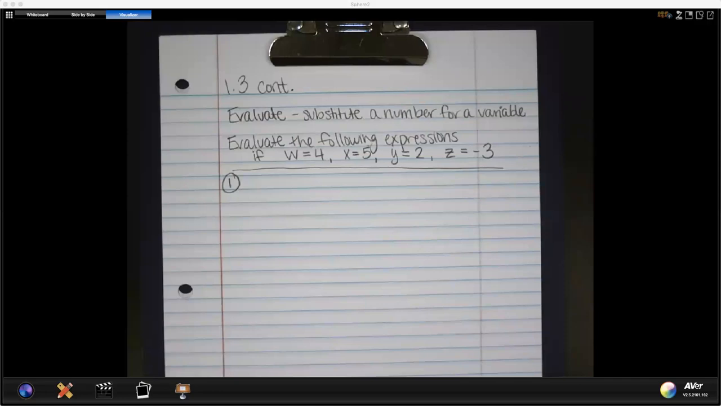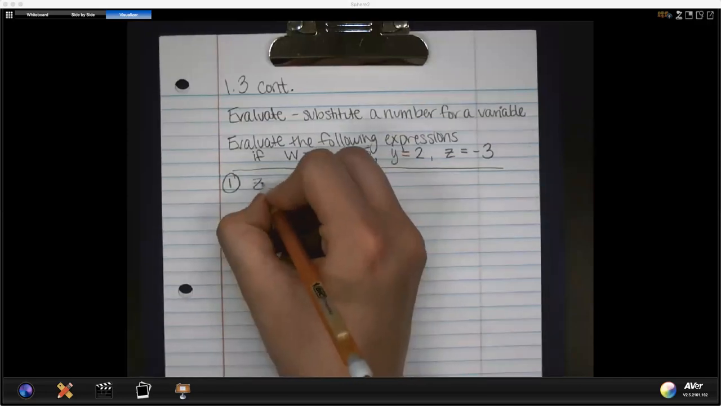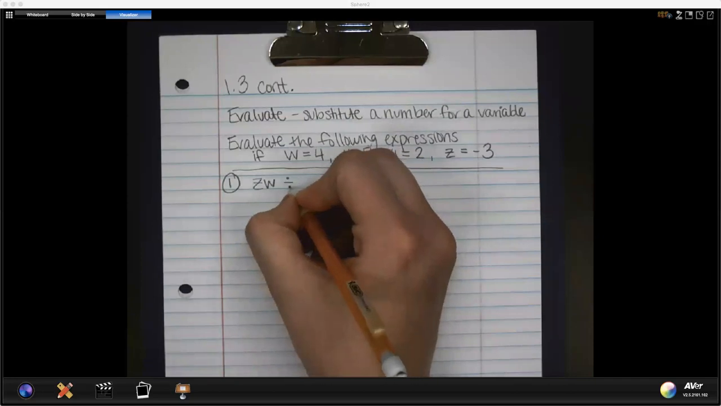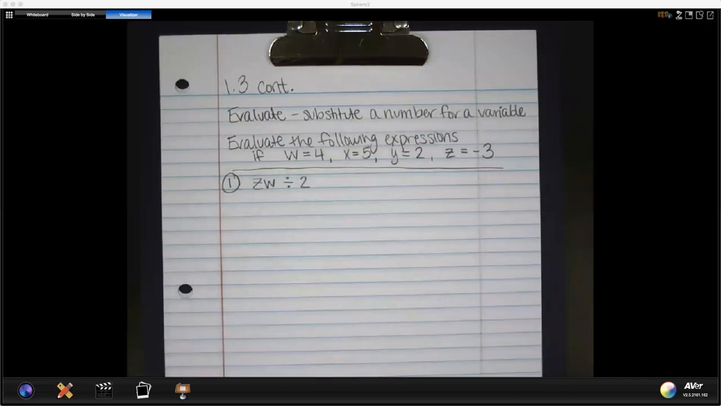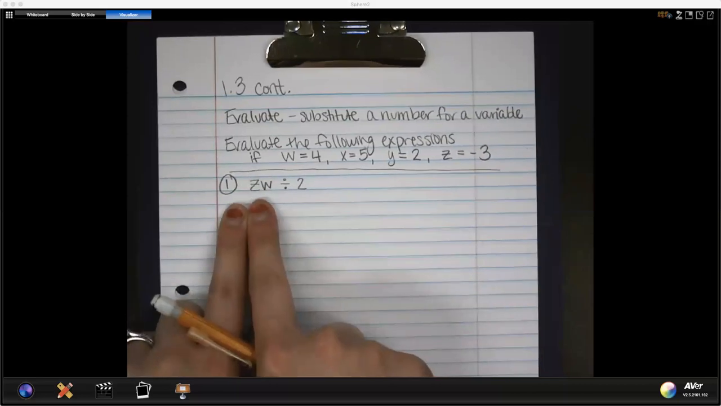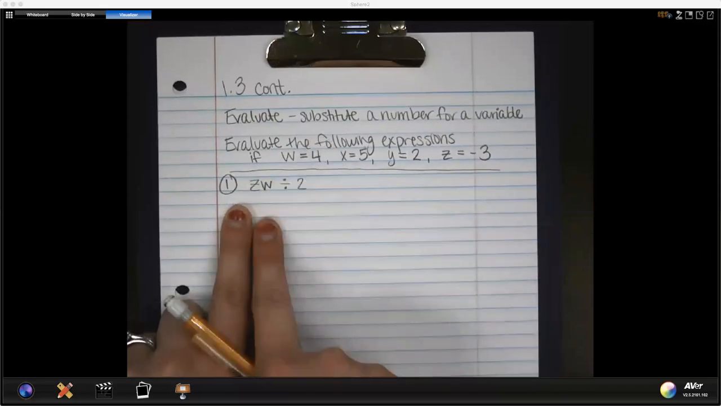So our first expression is going to be ZW divided, with the division symbol, by 2. So when you get your assignment, and if you've already looked at the back of it, you'll see that most of it all comes with just variables. Okay, and then the point of it is that you're going to substitute in the values that it provides to you. So at the very top of your assignment, it'll say, these are the values for these variables. So similar to this. So we're going to substitute in the values that it told us for the specific letters.